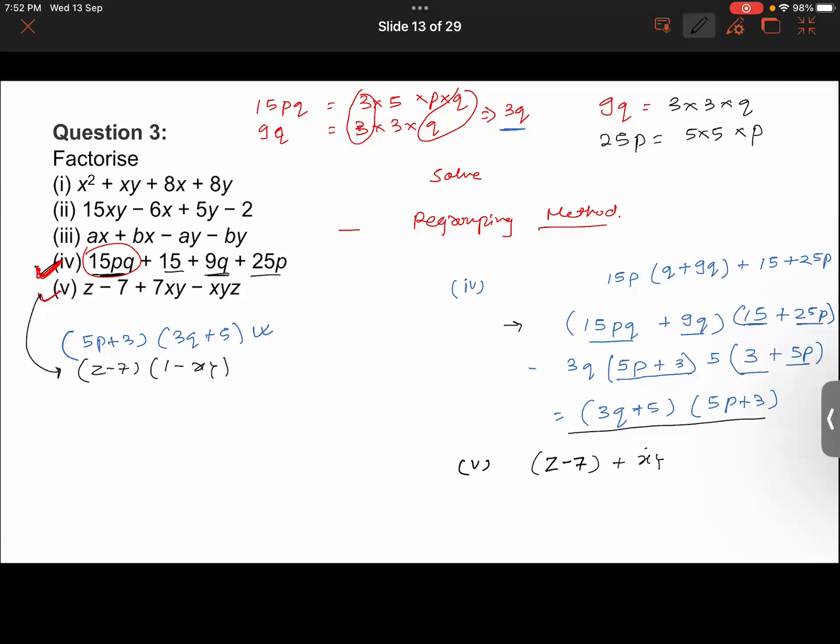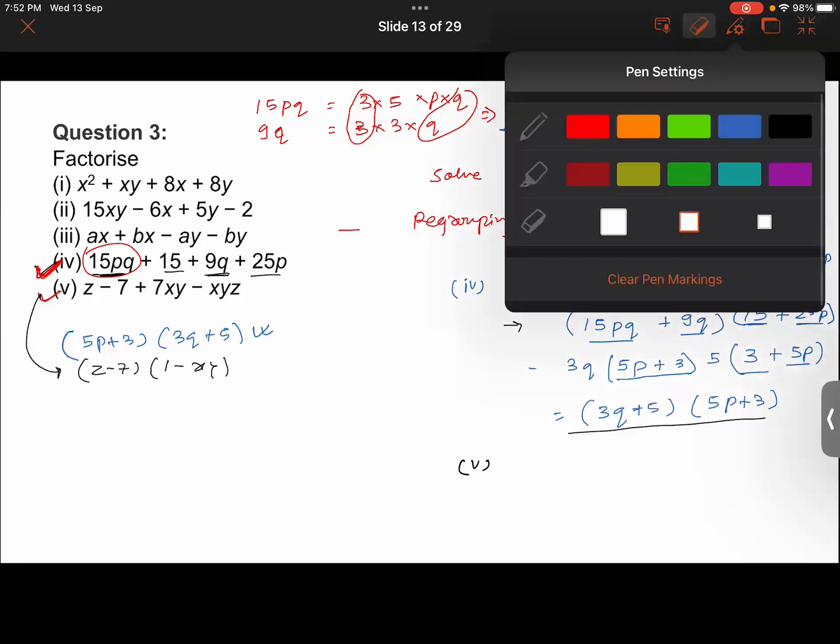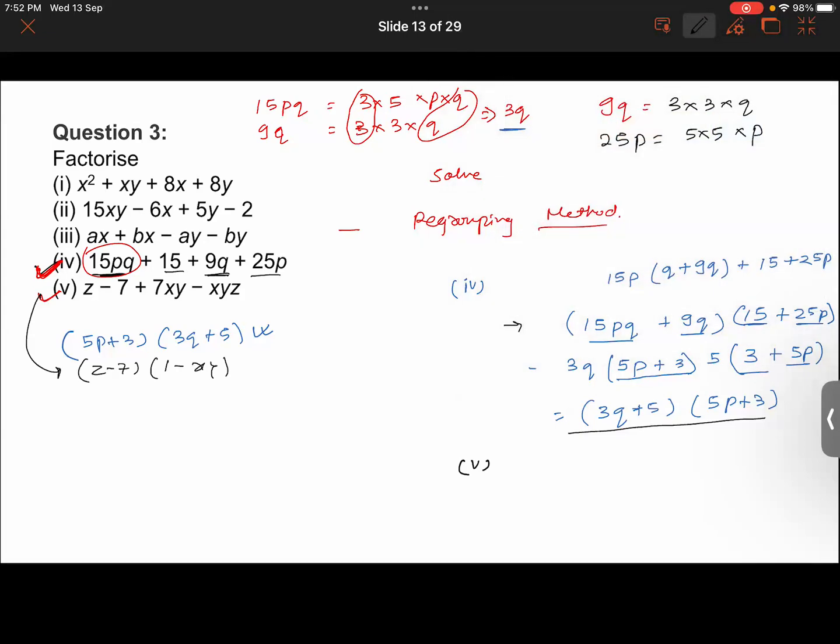Guys, we can do one more thing. Now look here. This 7 and this 7xy have one thing in common: 7 is common in both of them, and z and xyz can also be grouped together. So let's do it in that way. You will be grouping z minus xyz together, and then minus 7xy plus 7, which is minus 7 into xy minus 1. So z into 1 minus xy, and then 7 into xy minus 1.